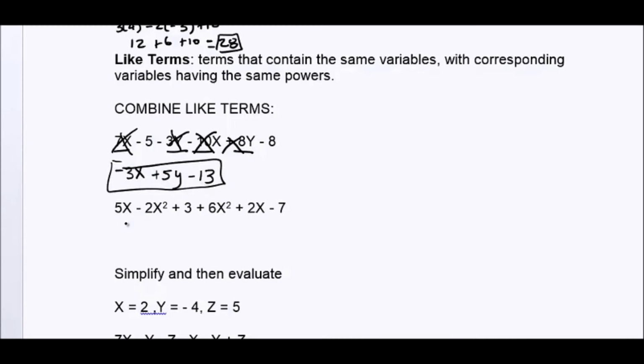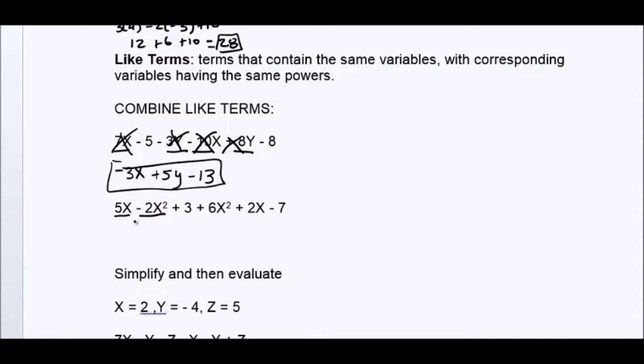So when you combine like terms, you're combining the terms with the same variables. But in this next example, even though they have the same variables, doesn't mean that you're going to combine them. You have to look at the exponent. The exponents have to be the same. Here's an example. You have a 5x and you have a negative 2x squared. Even though they're both x's, you cannot combine them. They're not like terms.